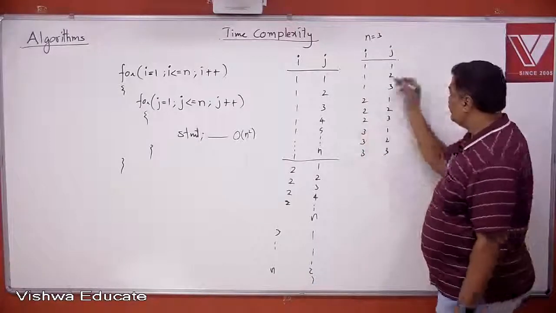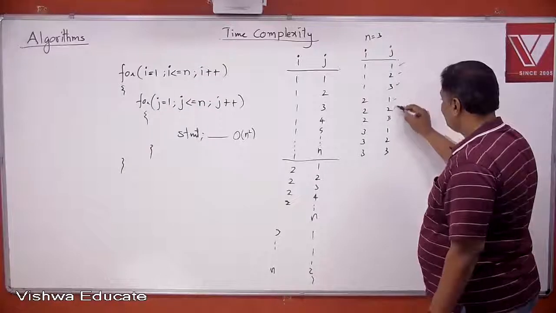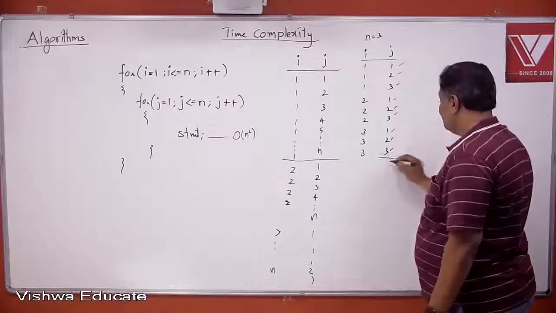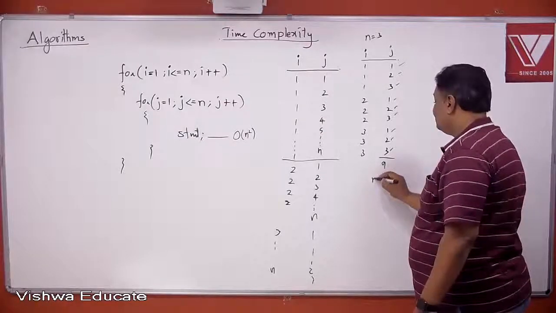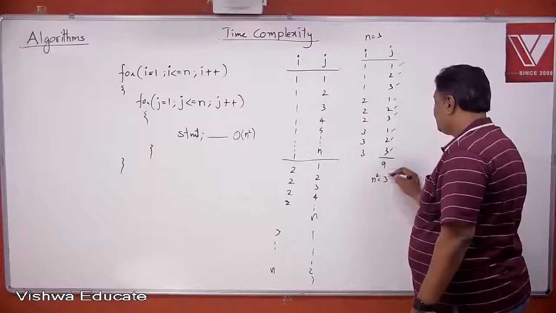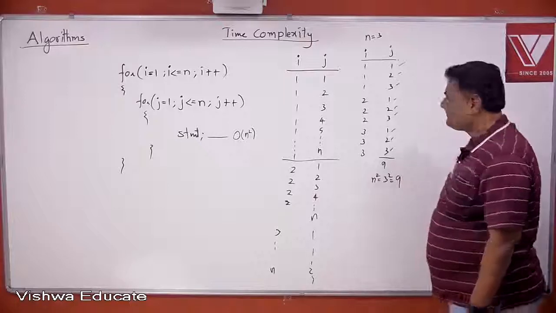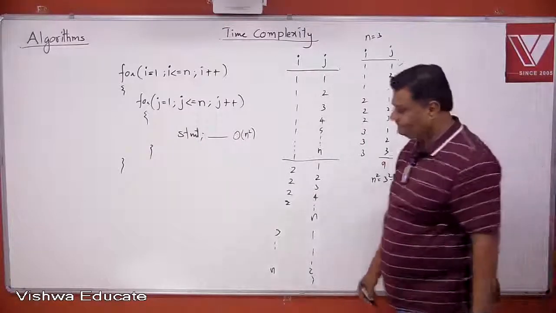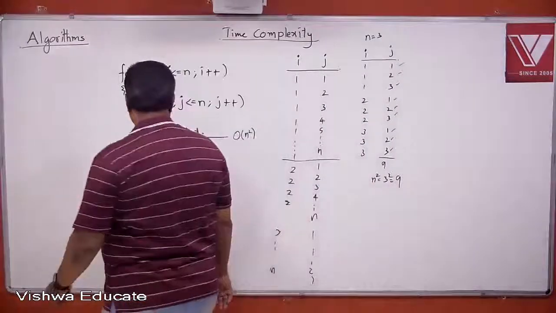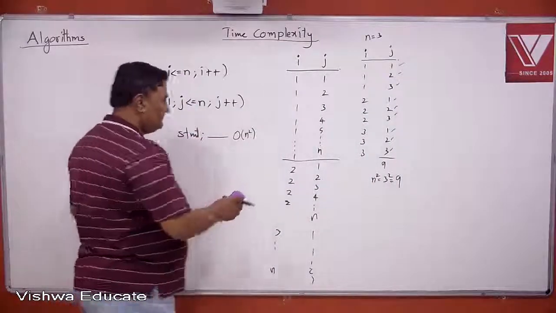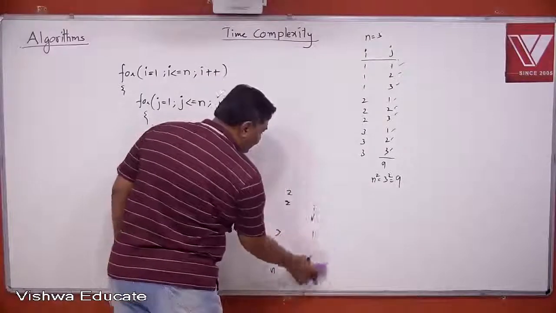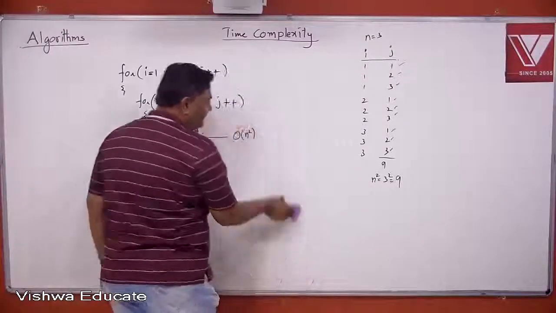This is how. So how many times? 1, 2, 3, 4, 5, 6, 7, 8, 9. So this is 9 times. So 9 is nothing but n square. So that is 3 square is 9. 9 times it is executing. So if you want, you can take that for n equal to 3.